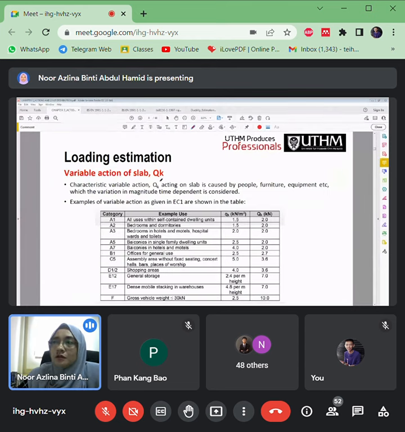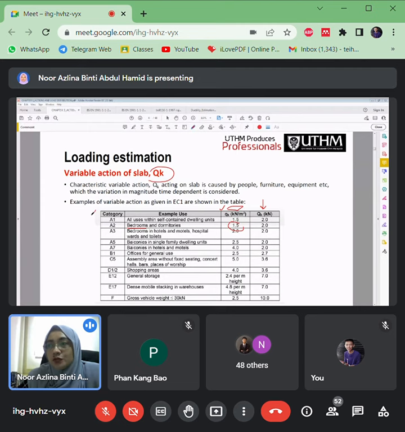Okay, so then how about QK here, which is remember QK is based on the functions of that slabs, right? Is it bedroom? So you have to use 1.5 for the QK. Okay, there's a 2 unit here. Remember, this is per area. Okay, we go for this area. And this if you consider as a point load. It depends what's the types of that space too.